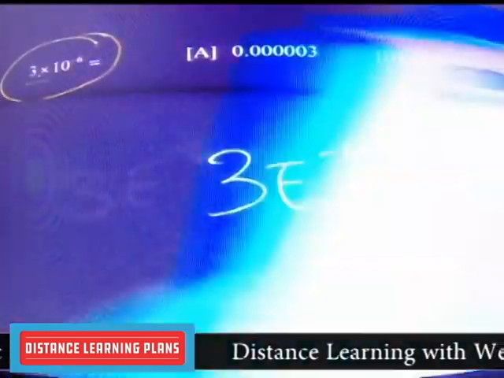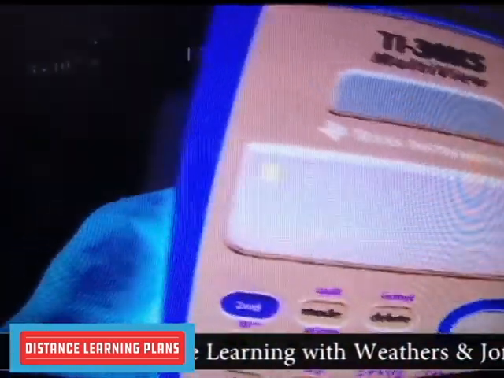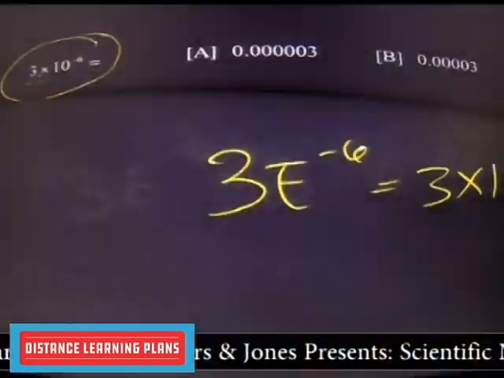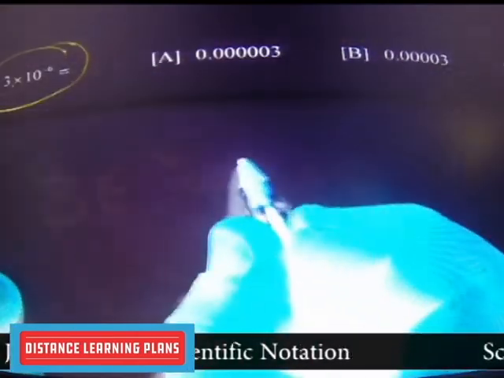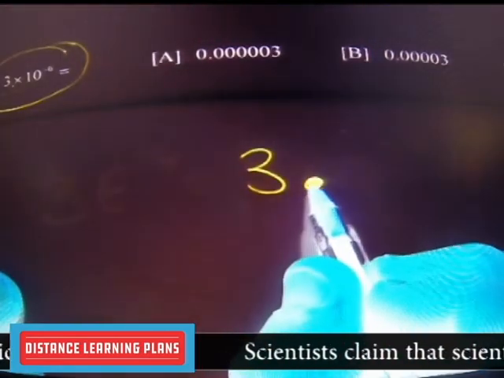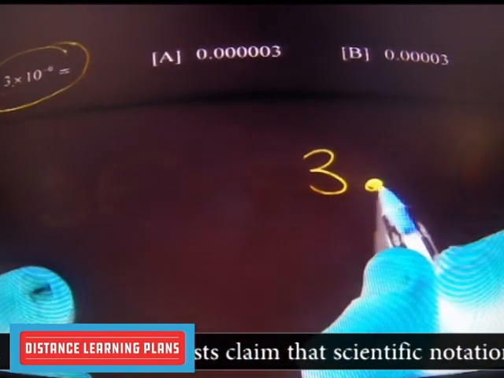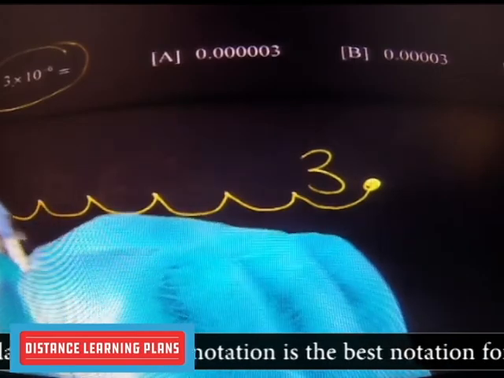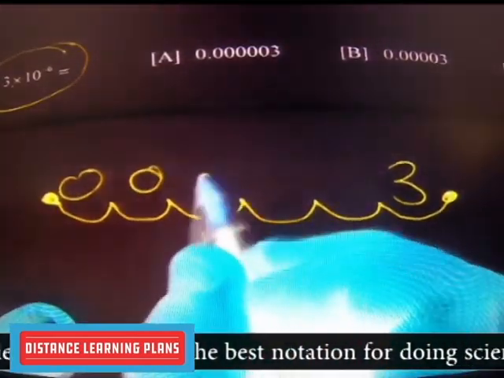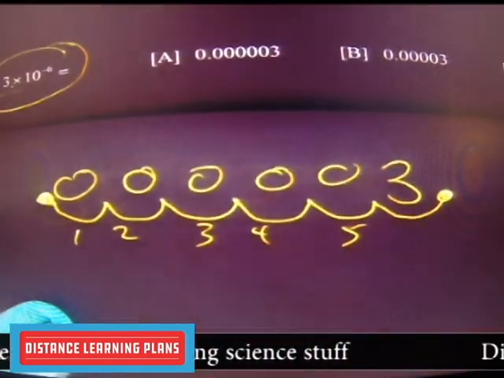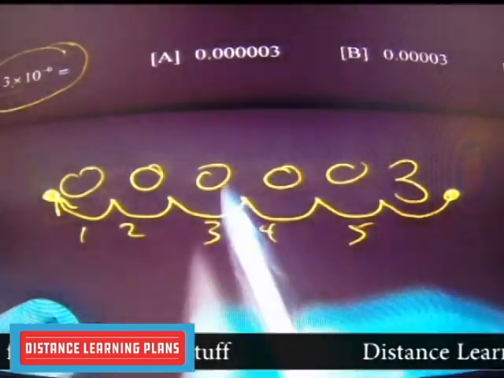This calculator would get it done for you. If you put 3 times 10 to the negative 6, this one works. But if your calculator's not doing what you want, all you have to do is write 3 and put a decimal right there. To go to the negative 6 means you have to go left 6 spots. So there's 1, 2, 3, 4, 5, 6, and it goes right here. That's 5 zeros, and then there's the 3. So let's find the one that looks like that.